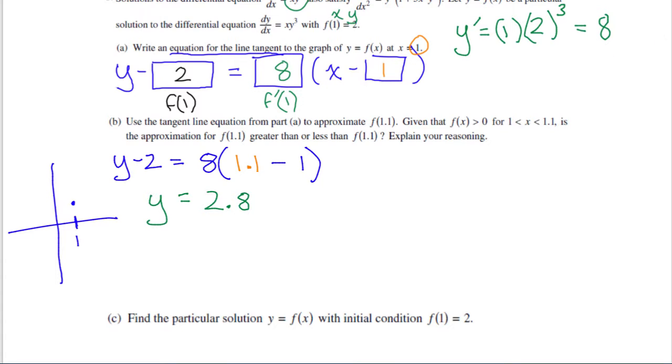So let's say my line tangent looked like this. And we said, okay, using that line, let's approximate this value over here at 1.1. Obviously not drawn to scale. And we said, okay, we found that value. It's 2.8. It has a y value of 2.8. But it's saying that's not the actual curve. The actual curve might have looked like this, or the actual curve might have looked like this.